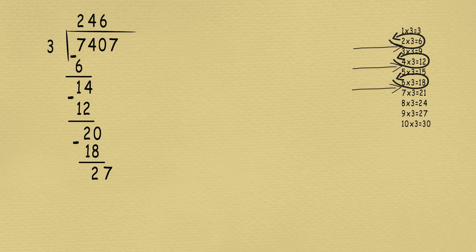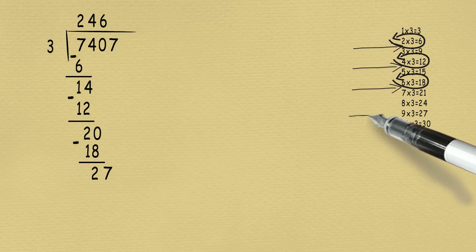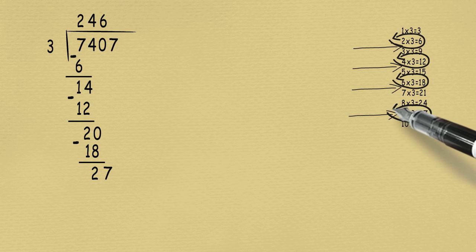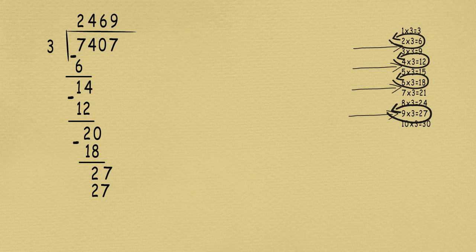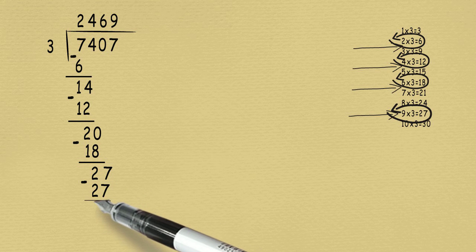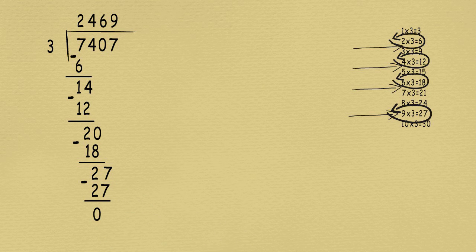I'm going to sandwich the number 27 somewhere in the multiplication table, but I can actually see that 27 is 3 times 9 equals 27. So I'm going to write 9 on top of the division house, and I'm going to write down 27 right underneath the number 27. And when I perform a subtraction of two numbers that are equal, I get 0. And that is the answer.